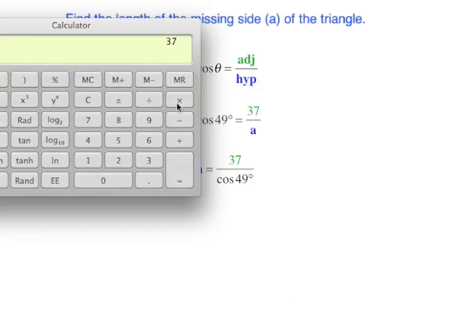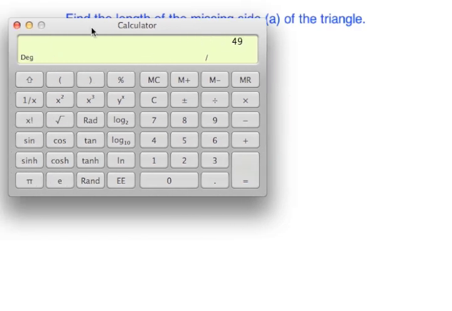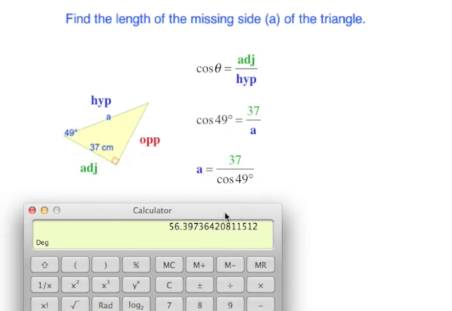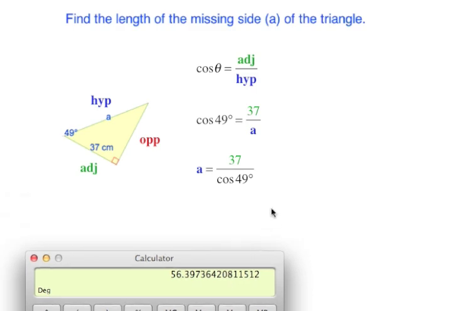37 divided by cosine of 49 degrees. Make sure your calculator says degrees, mine does. 49 cosine equals, okay, and that gives us our A, which is 56.397364, and I want to round that to, let's say, 4 or 5 decimal places.